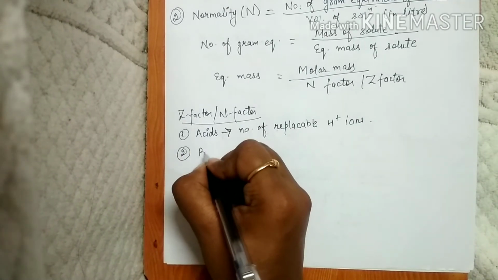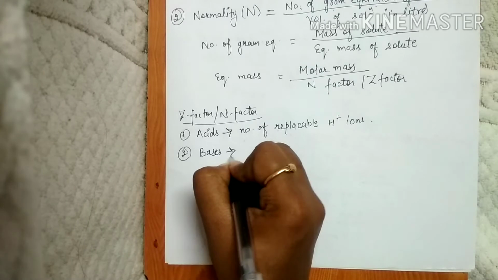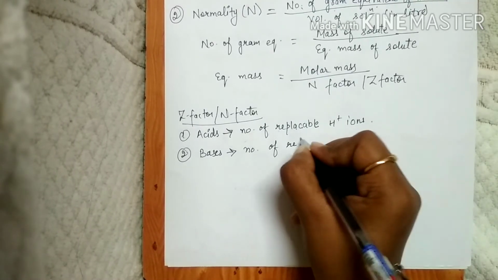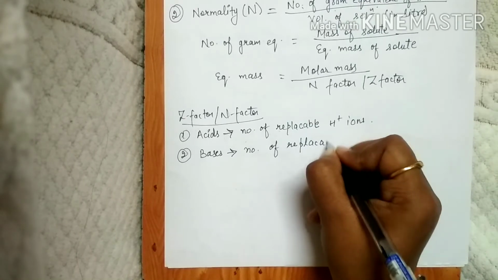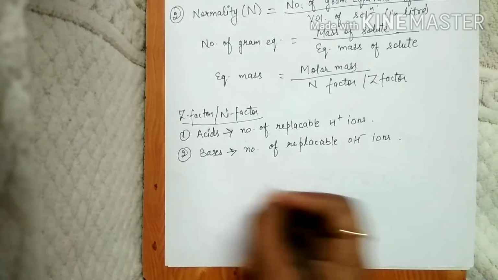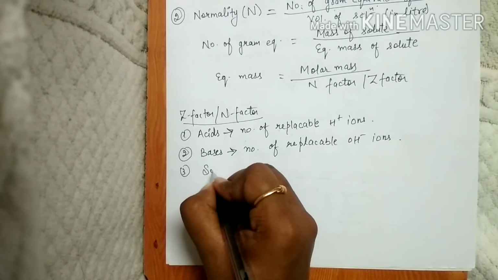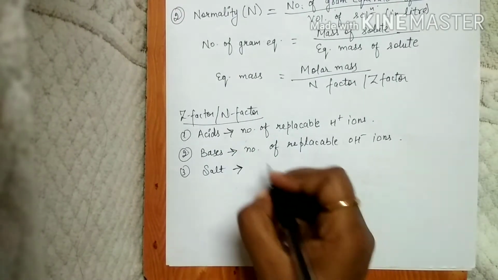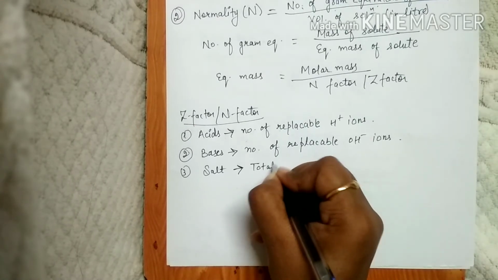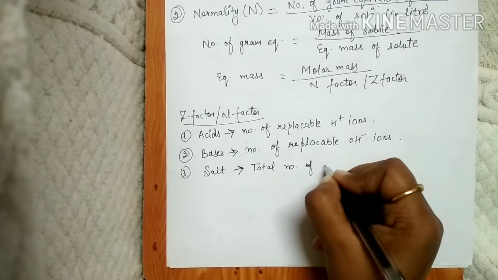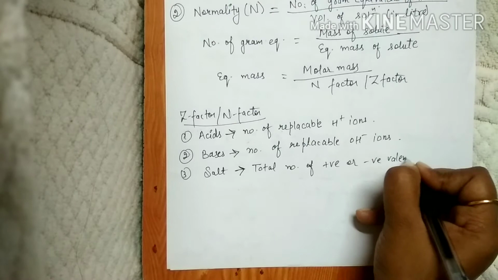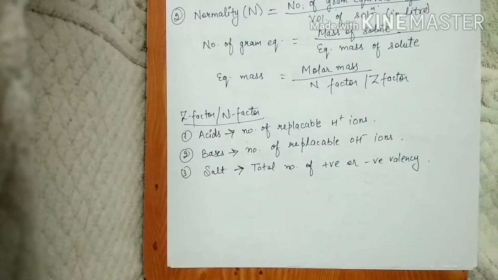If you are using bases, then it is equal to the number of replaceable OH negative ions. If we are using a salt, then the z factor is equal to the total number of positive or negative valency. Okay.